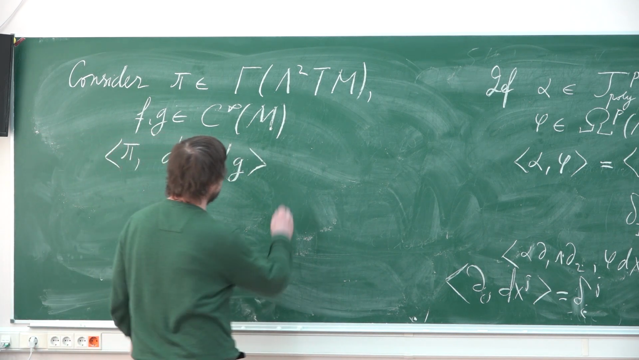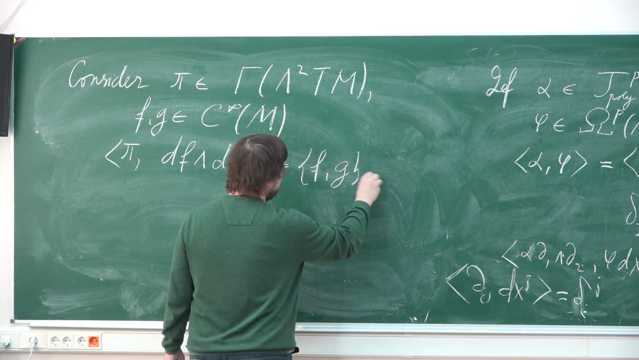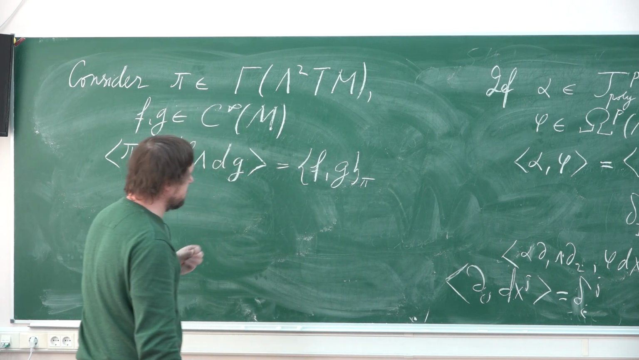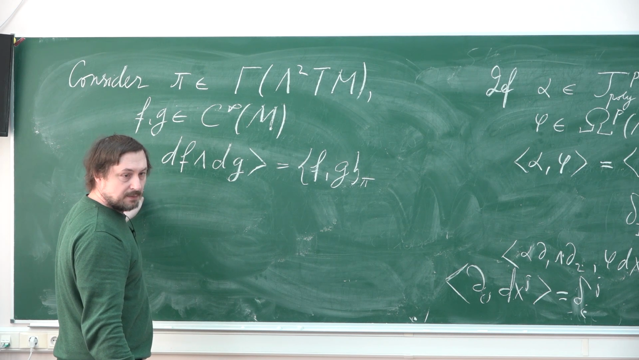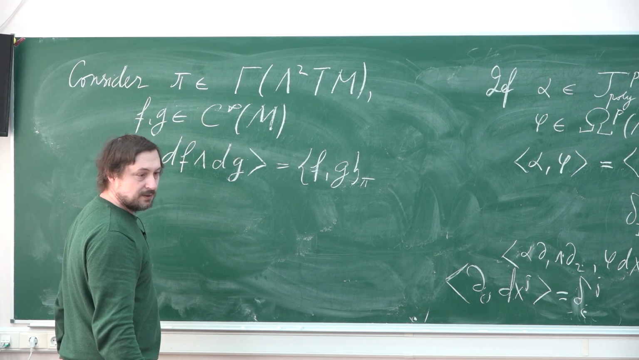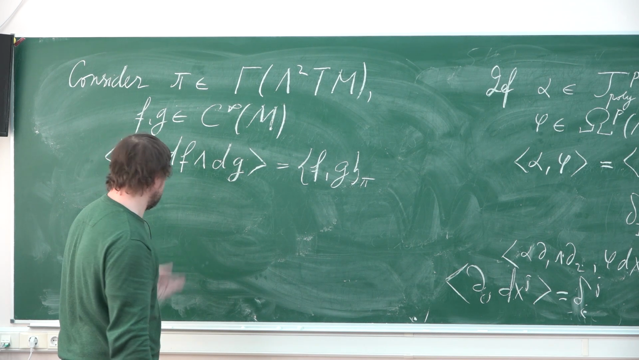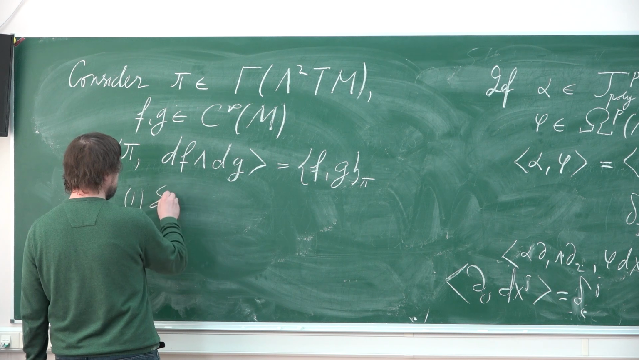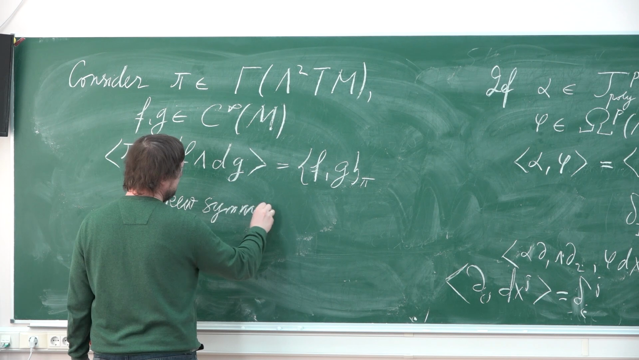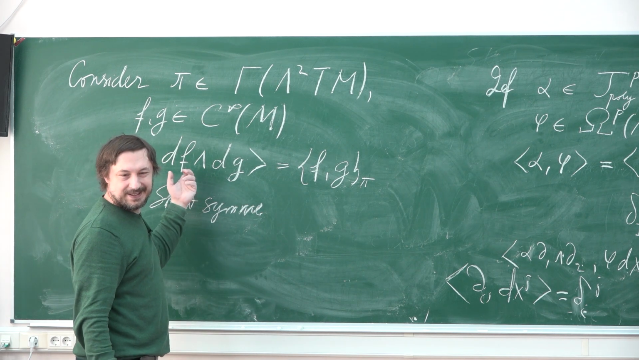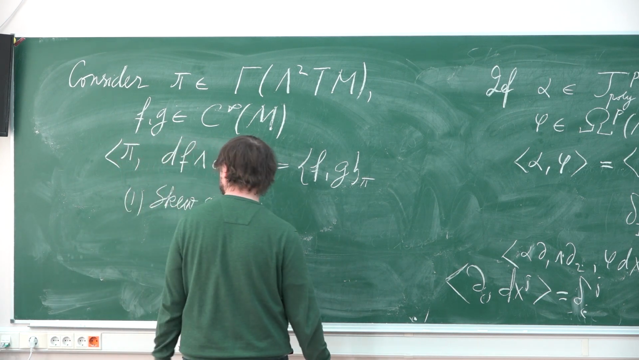Okay, now we have this, and I will denote this by the bracket of f and g sub pi. Now pi is a bivector field, and this bracket needs not be a Poisson bracket. In fact, two out of three conditions we imposed on the Poisson bracket hold automatically here. So first, skew symmetry is evident. That's precisely because of this sign condition.